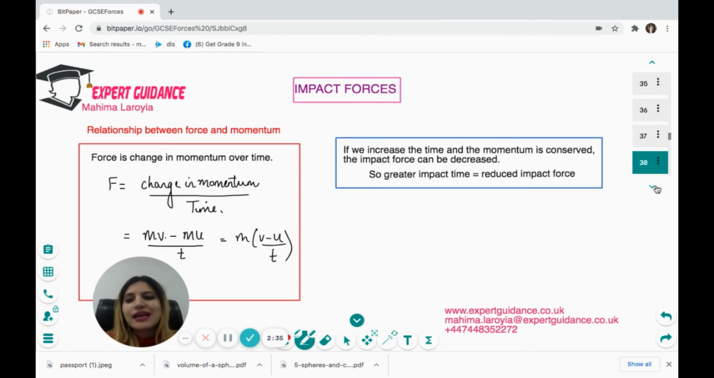Now there's another concept called impact forces. So the force is the change in momentum over time.